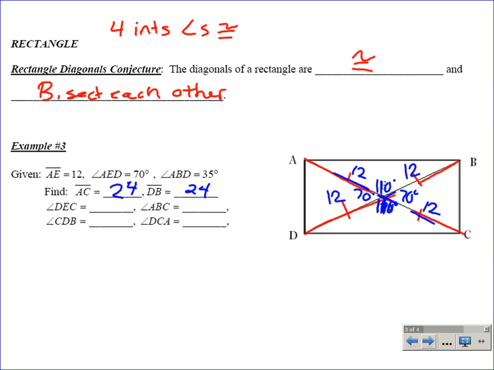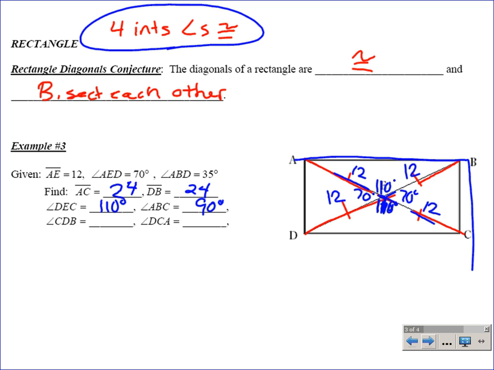DEC, so from D to E and then down to C, how big is that? That's the 110 degrees. How big is ABC? From A, B, and then down to C, 90 degrees. That deals with this part right here. Measure of angle CDB. This is C to D to B.